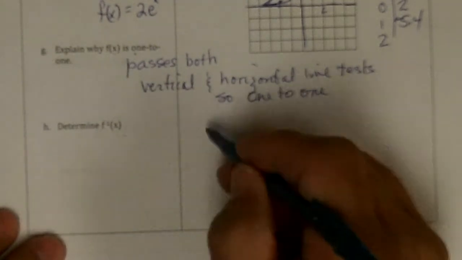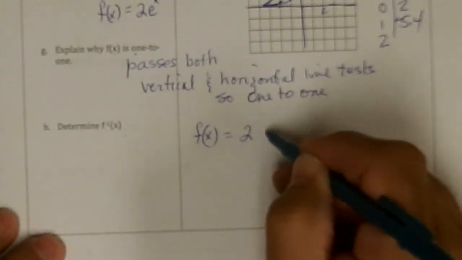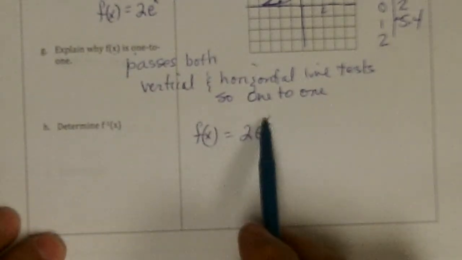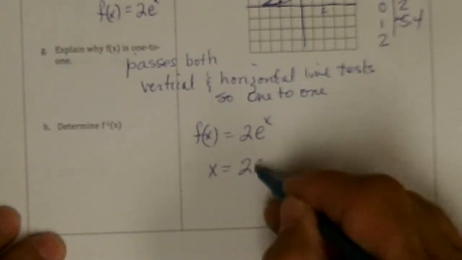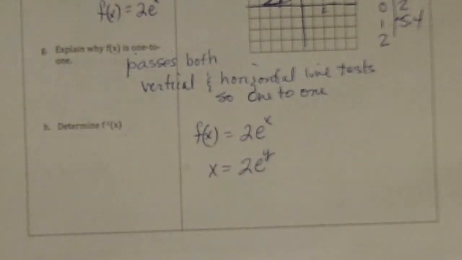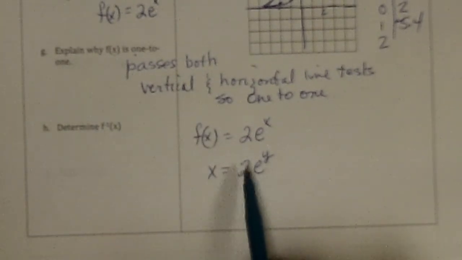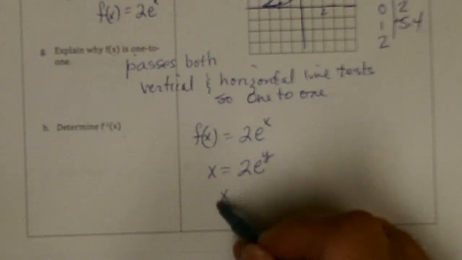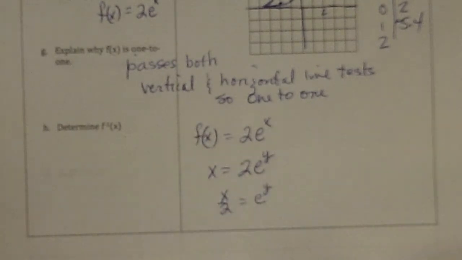Now it says find f inverse. So once again, f of x is 2e to the x. So I swap the y with the x, and I get x equals 2e to the y. And I have a number times this, so I can't quite go to logs yet, so I'm going to divide both sides by 2, and I get x over 2 equals e to the y.